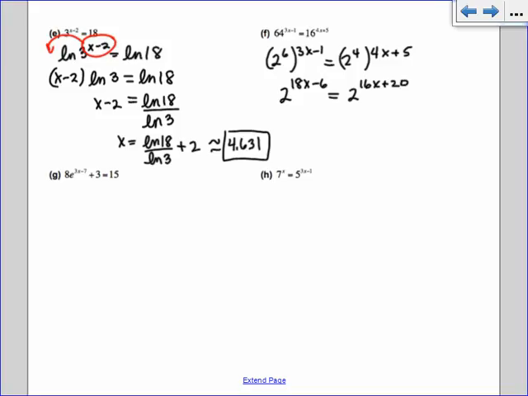So this is the same situation as we had when we had log of a number equals log of a number. Okay, so we have 2 to something equals 2 to something else. Those exponents have to be equal to each other. There's no way you could have that equation without it. So we're going to say 18x minus 6 equals 16x plus 20. So basically it's like we're taking a log base 2 of both sides to get rid of the 2's. So subtract the 16x over, so you get 2x, add the 6, you get 26, so x equals 13.